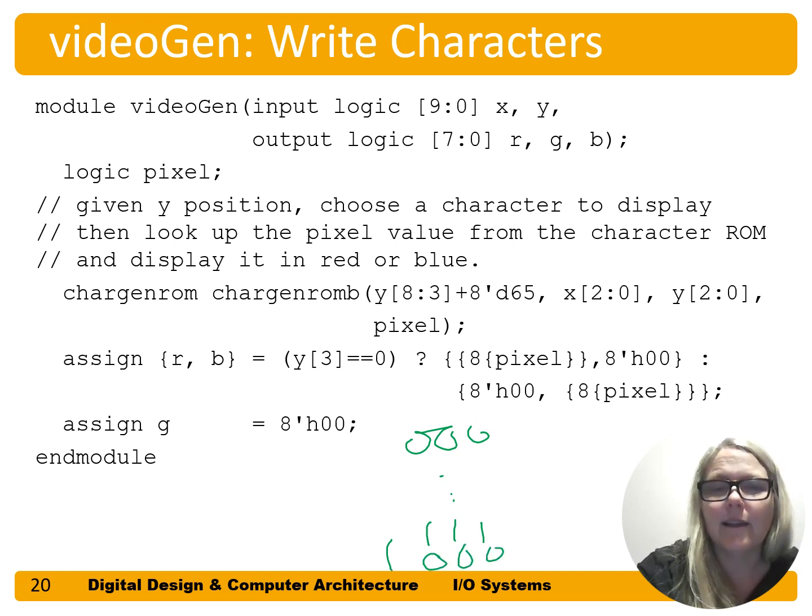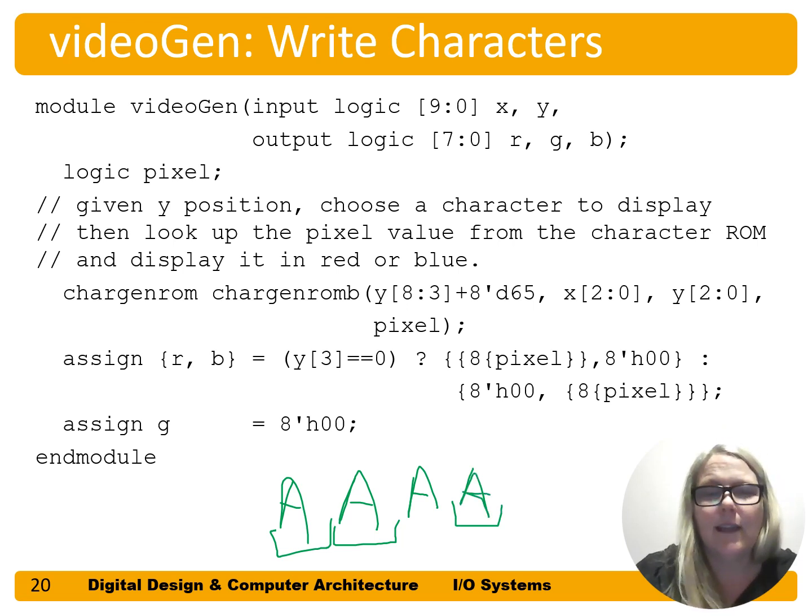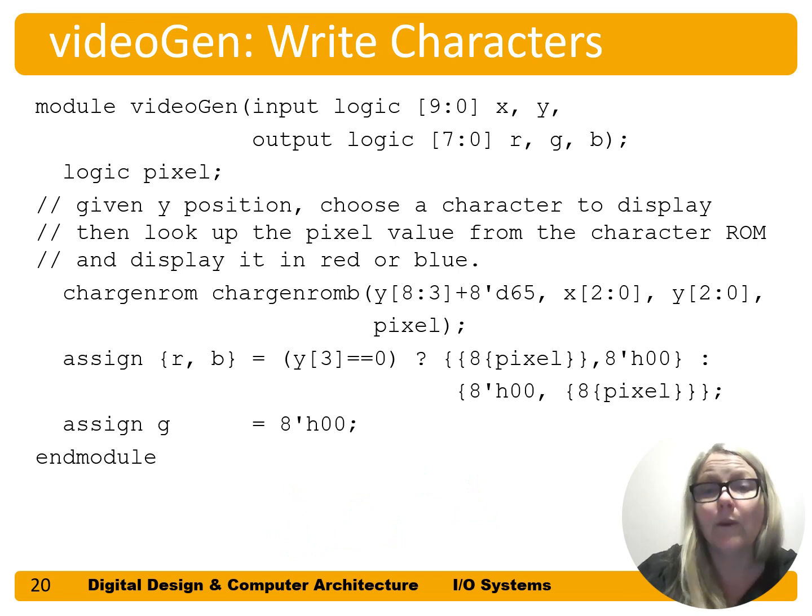And you can see, and then 9. And now those bottom 3 pixels repeat. So what this is going to do is repeat A, and then A every 8 pixels in the Y direction. A. And then the X value is going to determine what letter we write.